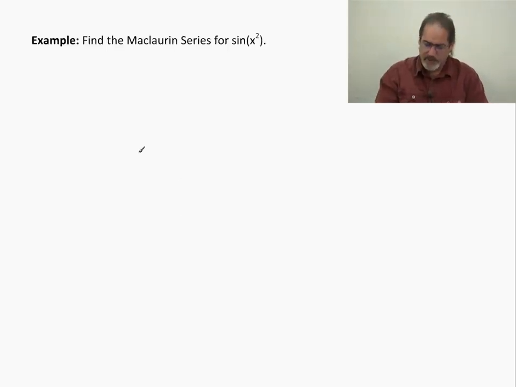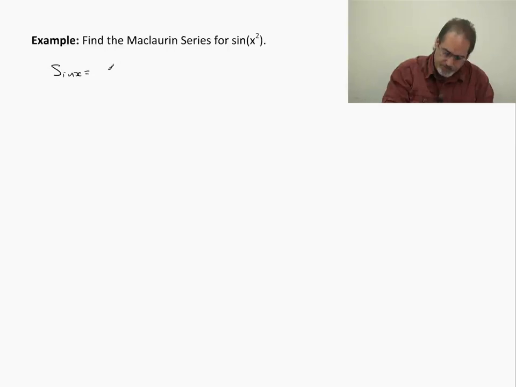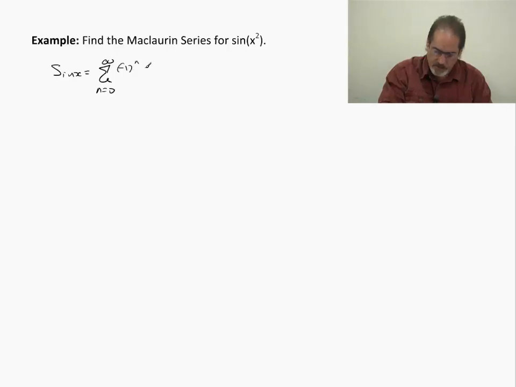All right, let's take a look at another example here. I want to find the Maclaurin series for sine of x squared. Now, we just got done saying that sine of x is equal to the sum n equals 0 to infinity of negative 1 to the n, x to the 2n plus 1 over 2n plus 1 factorial. So that's what we figured out sine of x is equal to.